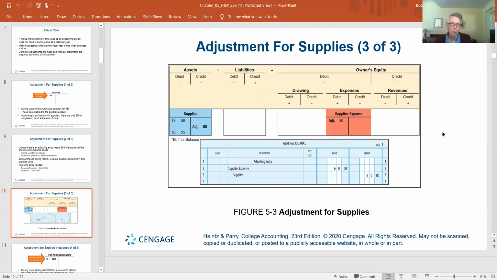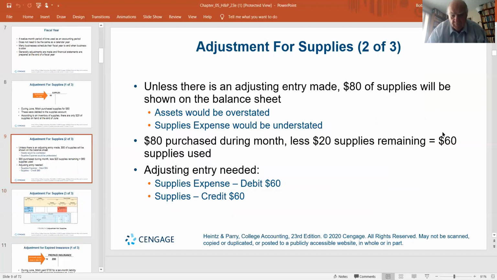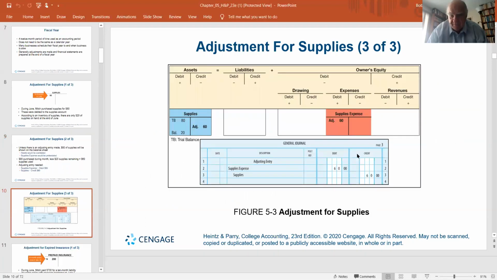So the prepaids shouldn't be too tough. The prepaids, it's just a matter of how much you used. Don't let them confuse you with the wording of the problem. Be careful to read it. Take time to read it once or twice extra. They purchased that one. Less 20 supplies remaining. What if they said 20 supplies consumed? Then the 20 would have been your expense.